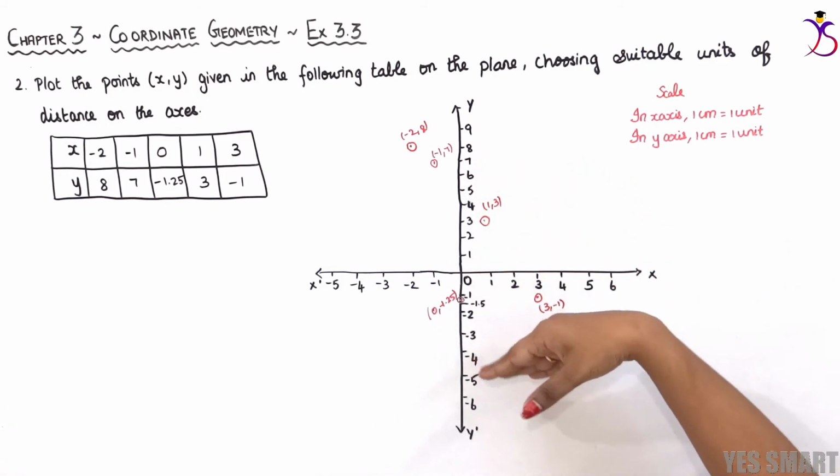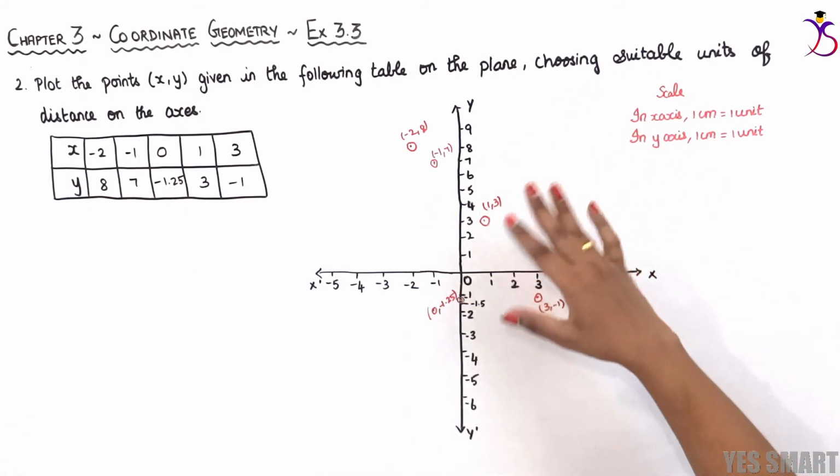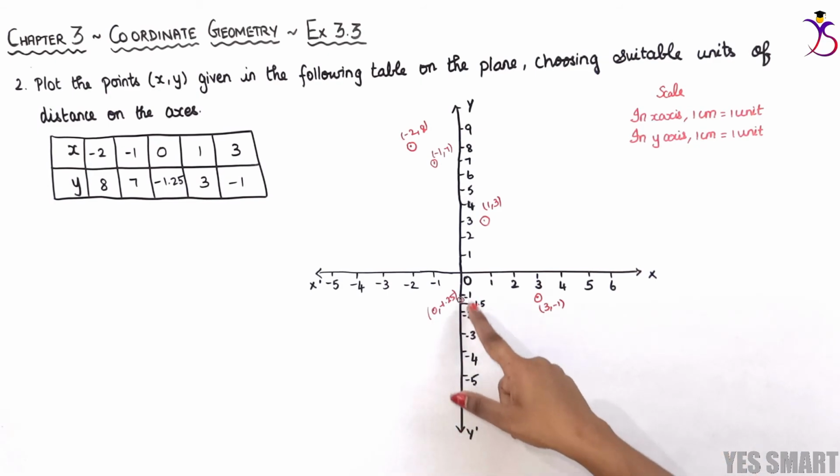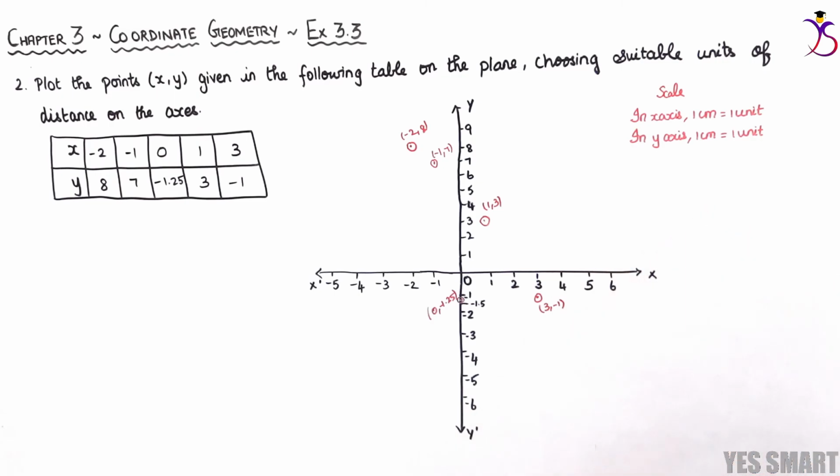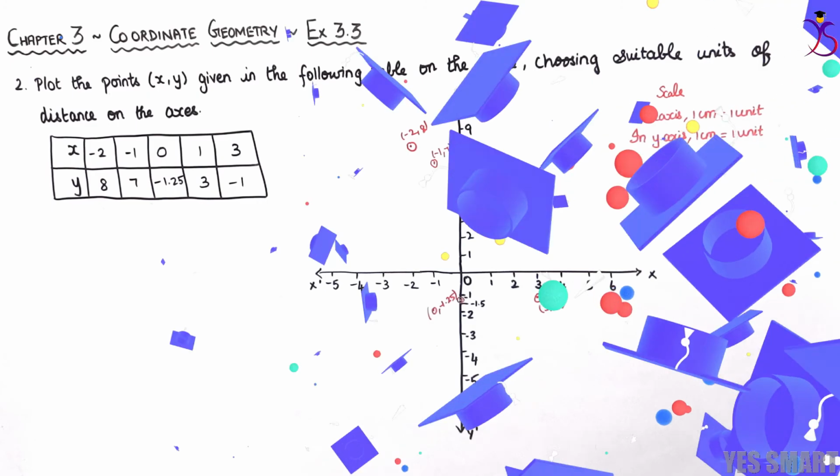Here I didn't take it in that fashion because I have the +8 in y-axis. If I take the scale as 1 centimeter equal to 0.5, then my y-axis will go long because 0.5, 1, 1.5, 2, 2.5 and it should reach till 8, which makes my y-axis a very long line. That's why I didn't prefer that particular scale. But it is really not mandatory to follow the same scale. With this, we have completed this exercise.